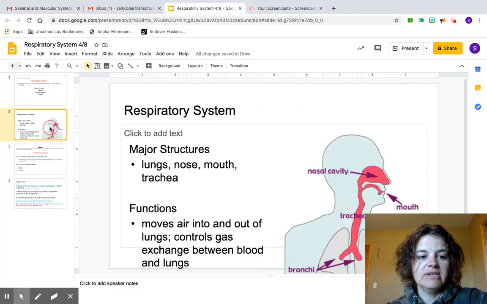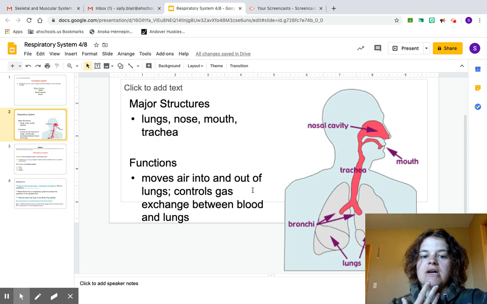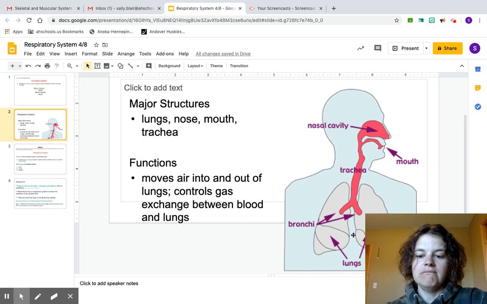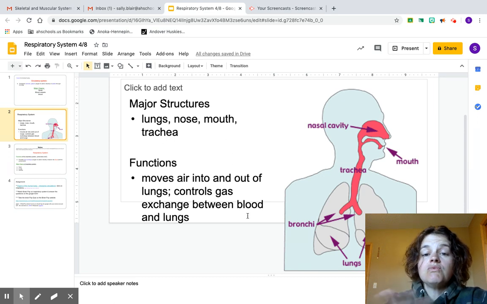Okay, so moving on. Today, we're going to talk about the respiratory system, and that is our breathing. Very important. We breathe through our nose and or mouth, both. And we have a trachea, which is our windpipe. All of that air goes down into our lungs. Those are your main organs. We move air into our lungs, and it controls the gas exchange between blood and lungs. So this goes with our circulatory system as well. Those two really work together. All of our organs and systems work together, but these two really correlate nicely.